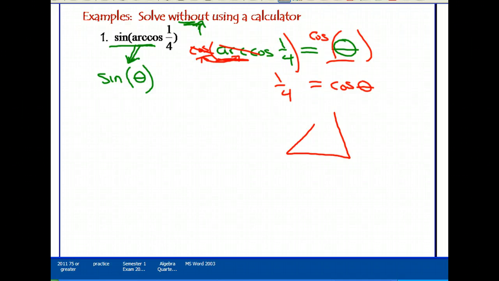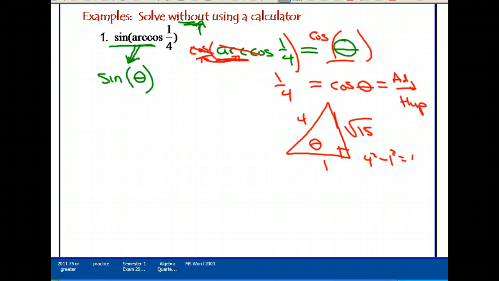So I go way back now in my trig. I draw a right triangle, and I'll label this angle here theta. And you guys remember SOHCAHTOA, cosine is adjacent over hypotenuse. So I can label my sides. Here's the adjacent, here's the hypotenuse. I could use the Pythagorean theorem and go 4 squared minus 1 squared is 15. I've got the other side is square root of 15.